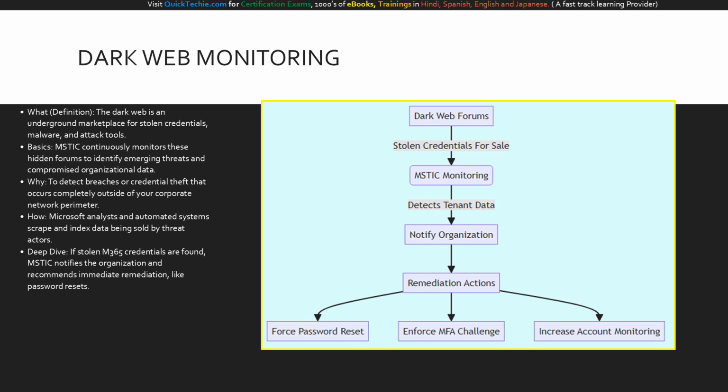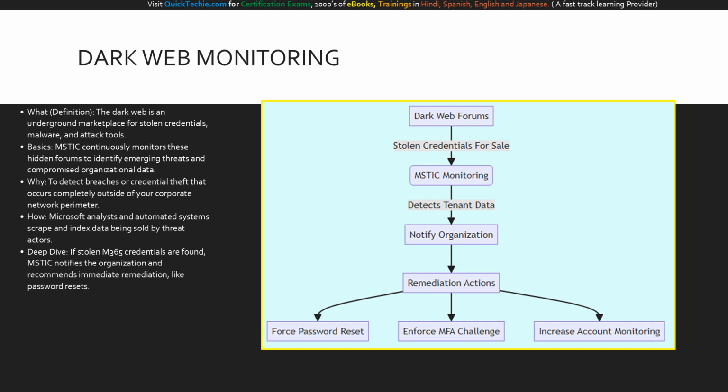Threats do not always originate from direct attacks on your network. Often, your data is already compromised and being sold. The dark web is a marketplace for stolen credentials, malware, and sophisticated attack tools. MSTIC continuously monitors these underground forums to identify emerging threats and locate compromised customer data.